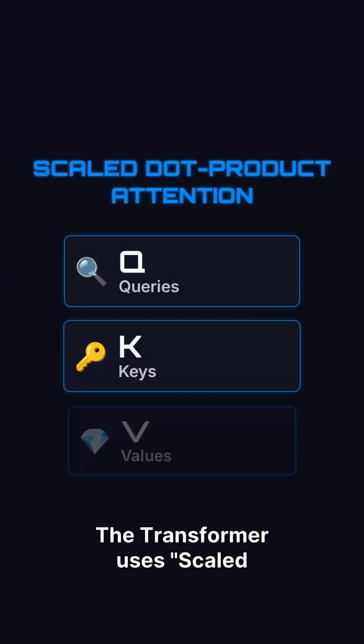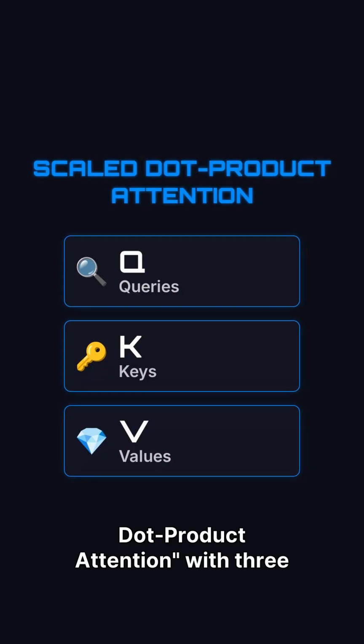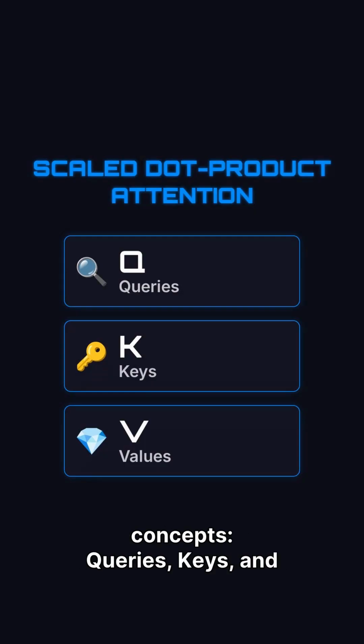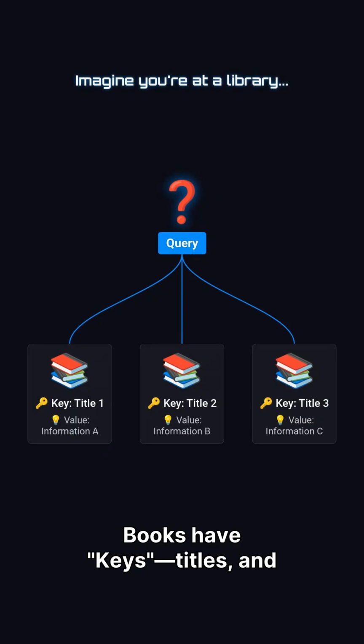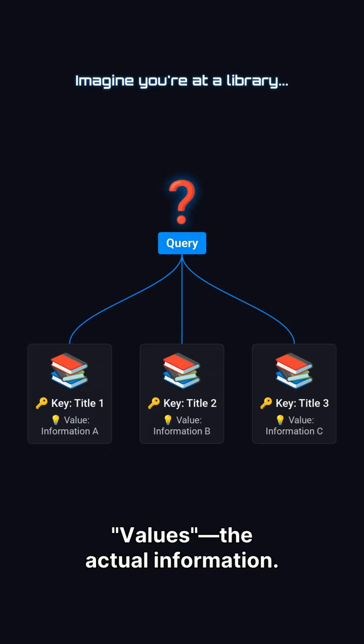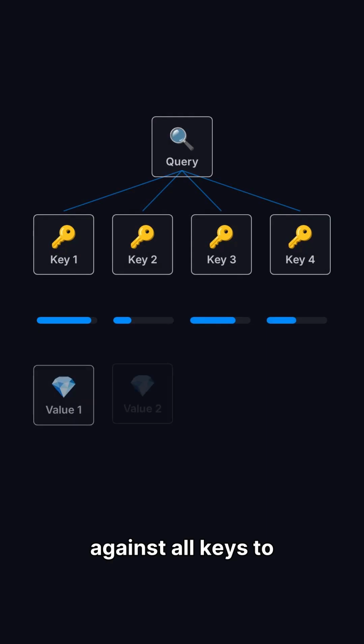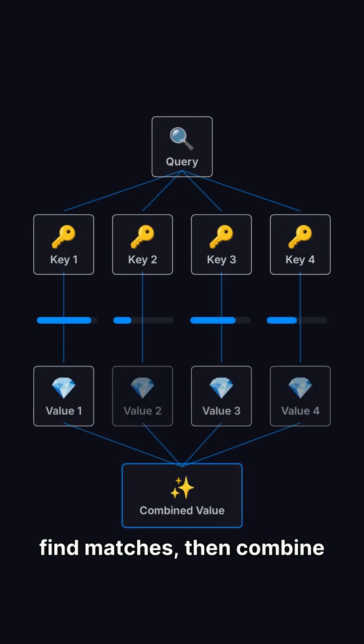The transformer uses scaled dot product attention with three concepts: queries, keys, and values. Imagine you're at a library. You have a query, a question. Books have keys, titles, and values, the actual information. You compare your query against all keys to find matches, then combine the values based on relevance.